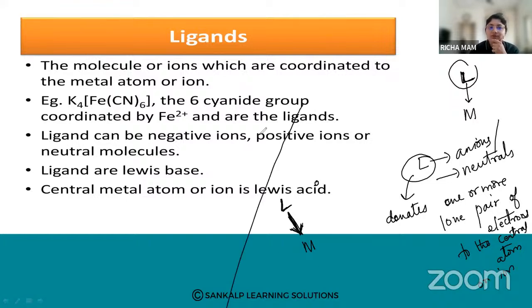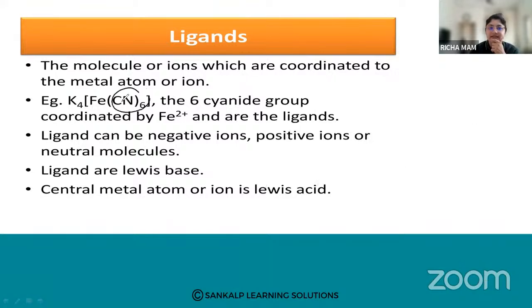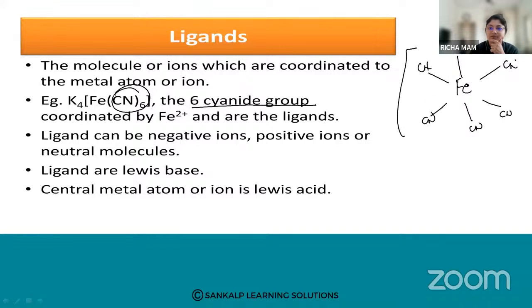So the molecules or the ions which are coordinated to the central metal. Here, can you tell me, K4[Fe(CN)6]? How many ligands are there? There are six ligands. CN is the ligand and there are six cyano groups which are coordinated. Fe will be in the center and the six cyano groups will be around it. Like this, it will form the coordination compound.